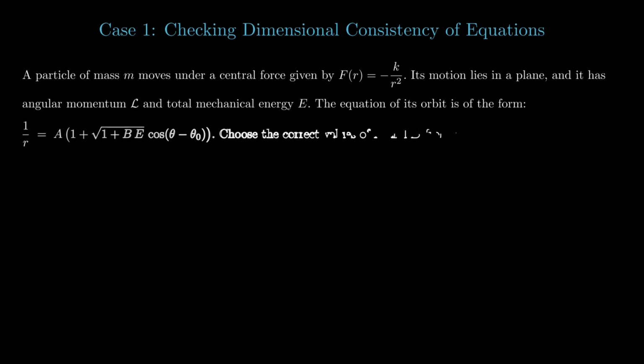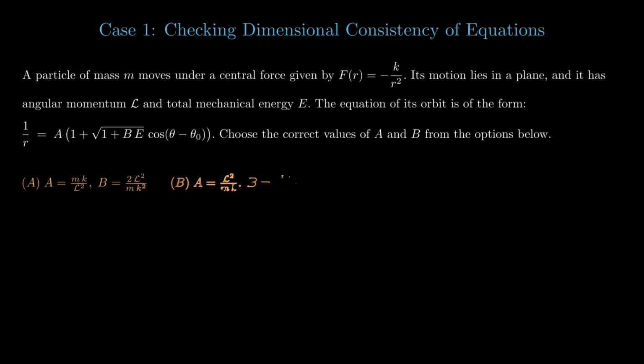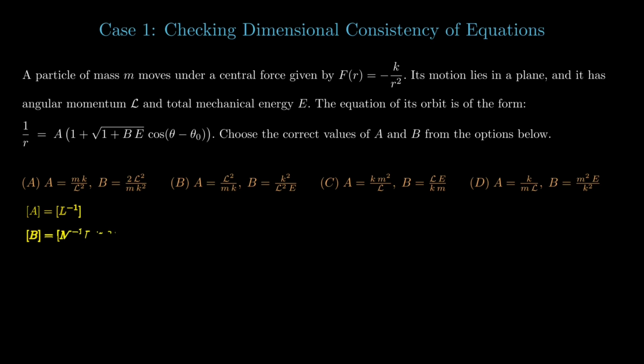Suppose you are given this problem. The orbit of a particle in a central force is given in a long and seemingly messy trigonometric form. 4 options list different constants a and b, and if you try the full mechanics, you'll burn through pages, but a 2-line dimension check isolates the answer.